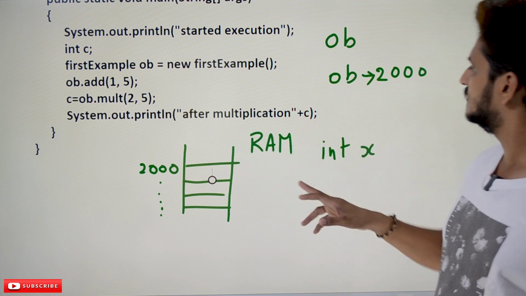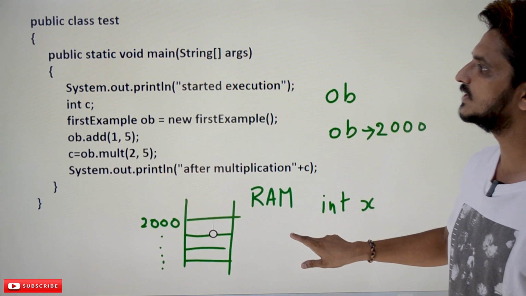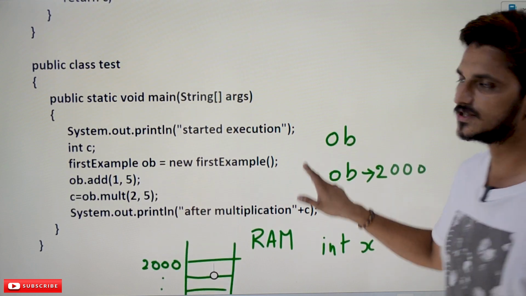So this is how execution works, creating objects and using the methods that are present in the class. Hope you understand this example.